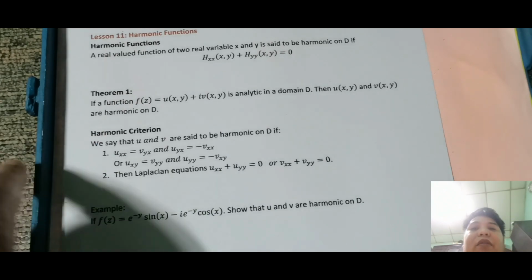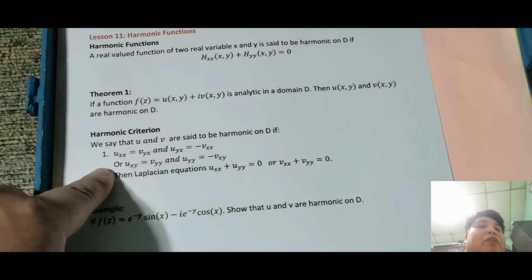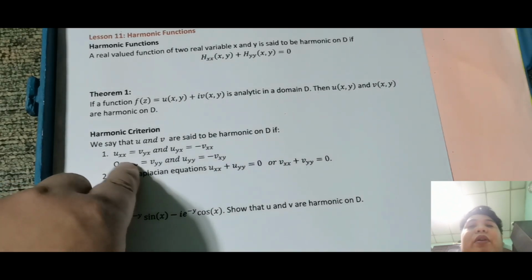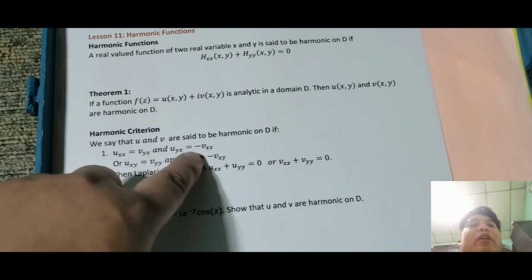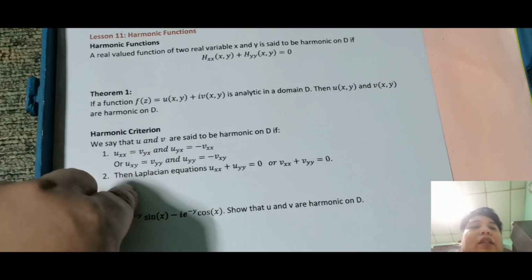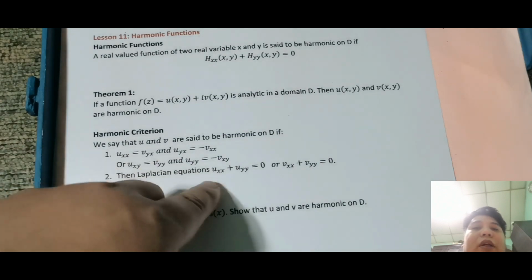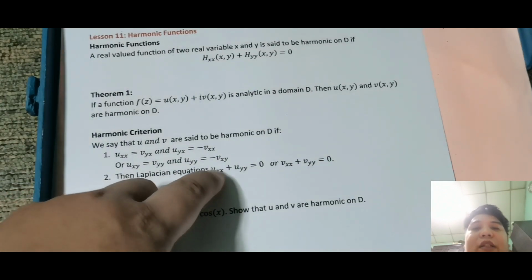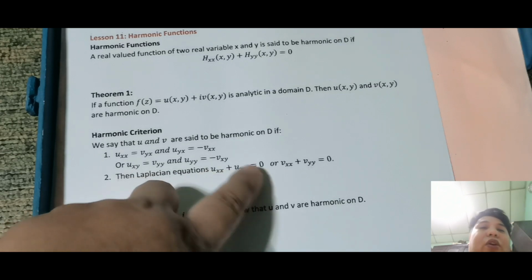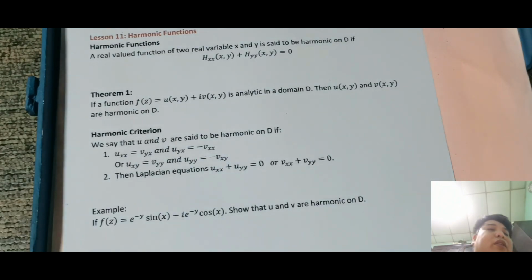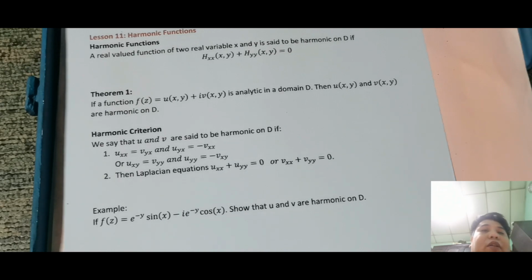Okay, then pag nagawa natin yan, so ulitin ko lang may word na or. So since may or yan, ito lang ipapatunayan mo yung sa taas or ito. So pwedeng ito yung sa taas or ito lang. Then the Laplacian equation, so kukunin mo yung partial of u with respect to x and x plus partial of u with respect to y and y, dapat equal to 0 yun. Or kung gusto mo partial of v with respect to x and x plus partial of v with respect to y and y is equal to 0. Ayun lang kasi, ganun lang kasimple.